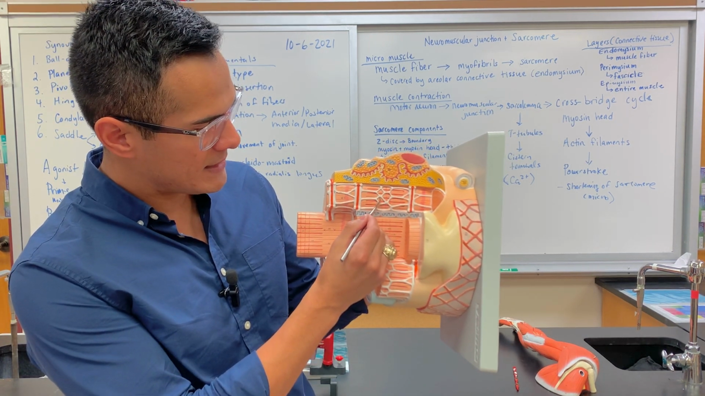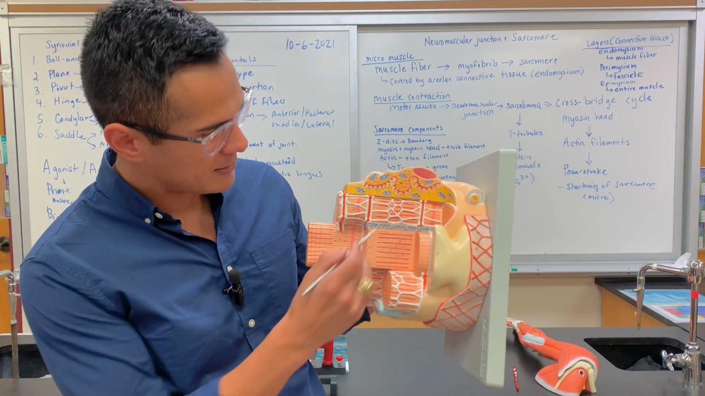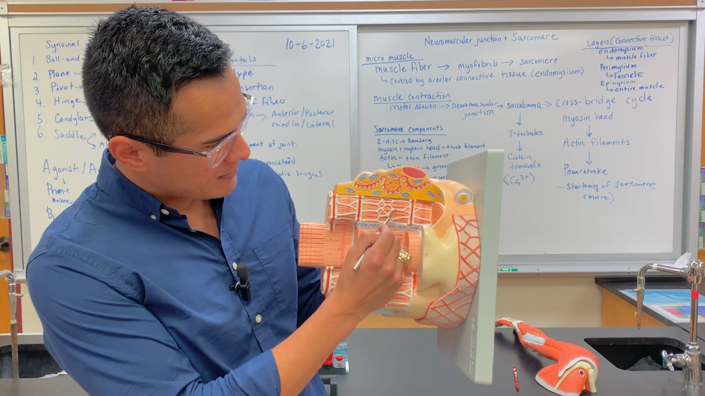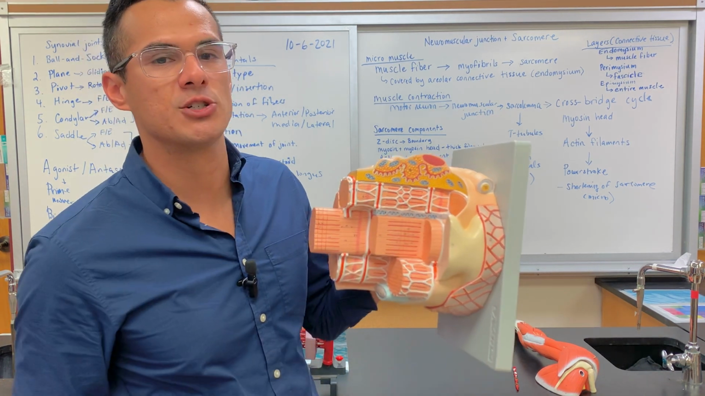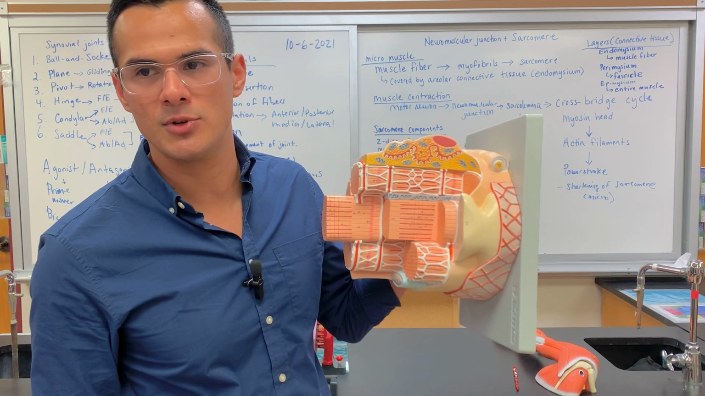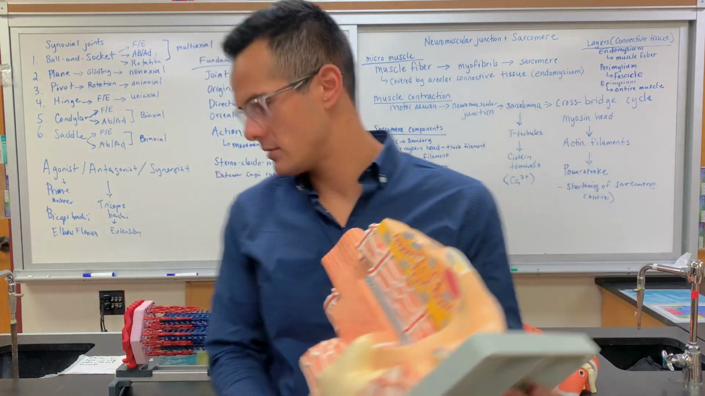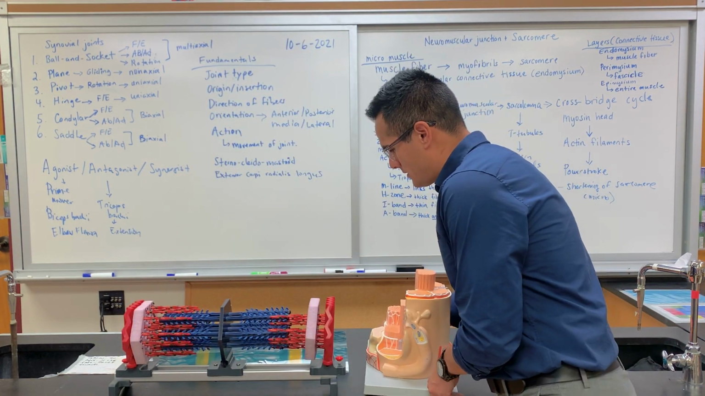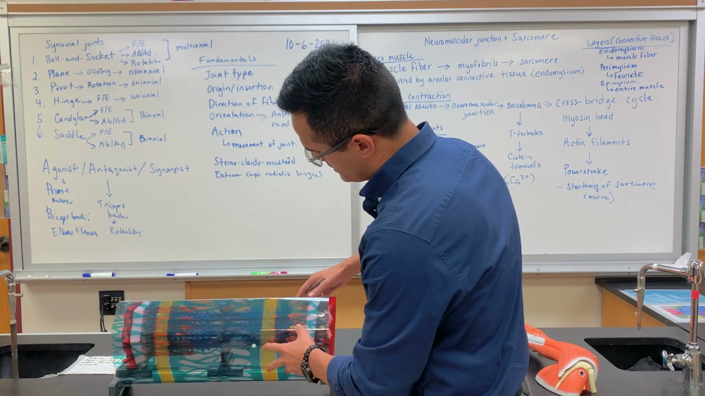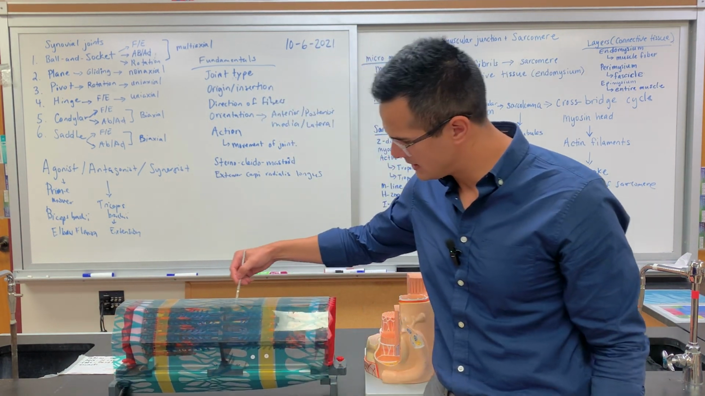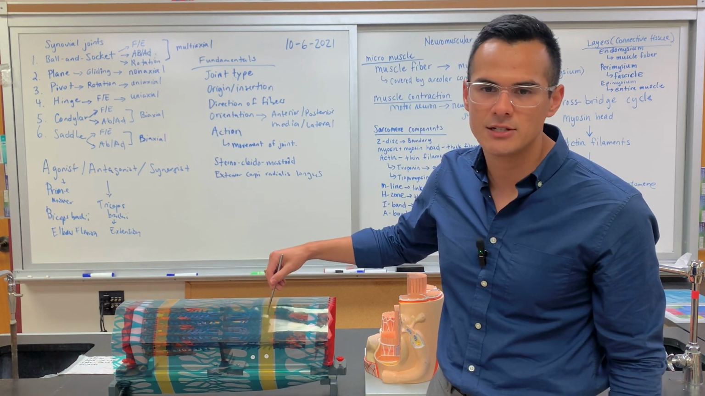So this part in white is known as the sarcoplasmic reticulum. This is where calcium is stored. So this is the sarcoplasmic reticulum. And then this part in orange is known as the transverse tubules, or the T tubules. So if we compare this with this over here, it's the same. This part in green, that's the sarcoplasmic reticulum. This part in yellow, that's the T tubules.